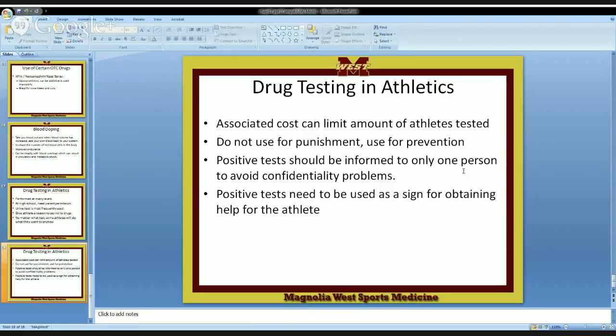Positive tests need to be used as a sign for obtaining help for the athlete. I firmly believe that if you show up positive once, you probably need a 2-week suspension, and then for the rest of your career, you need to be on the list for monthly testing or every time they do it. Let's make sure that we keep somebody off of drugs for a good reason, as opposed to allowing them to be on it and be punished so hard.